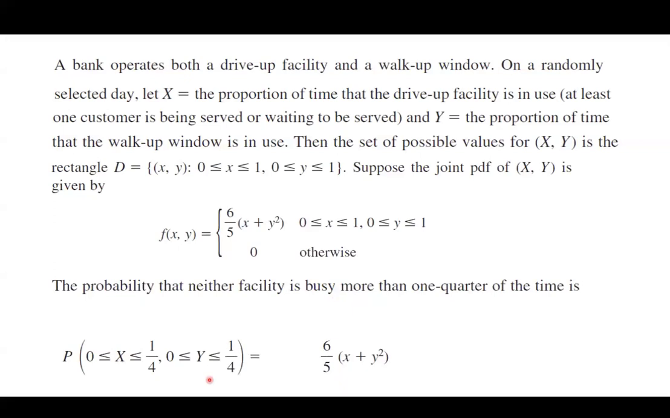you're going to write down the function 6/5 (x plus y squared). You can take the inner integral with respect to x, then take the outer integral with respect to y, or switch around. It doesn't matter. Fubini's theorem says, since you have fixed boundaries, you can switch x and y. Just be careful about the order.